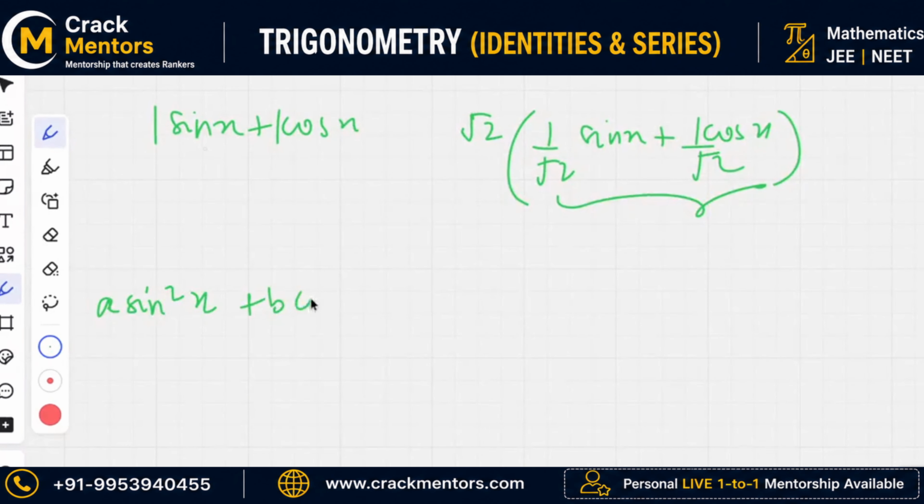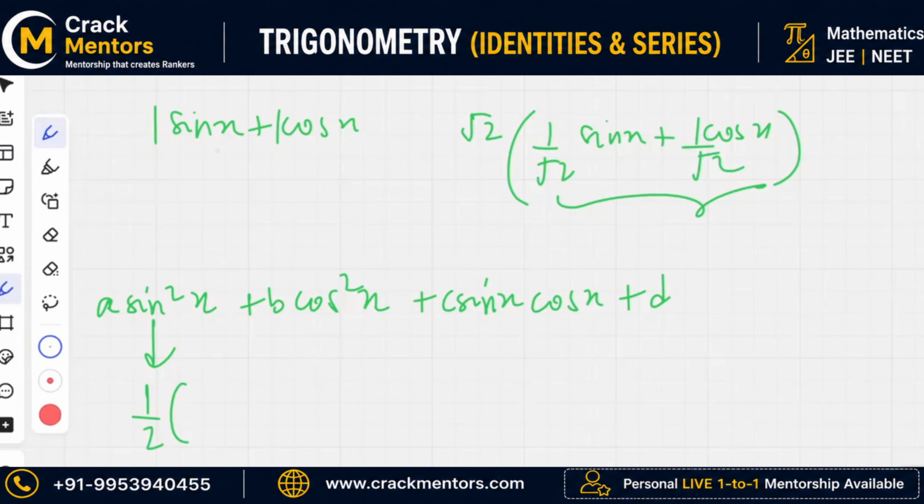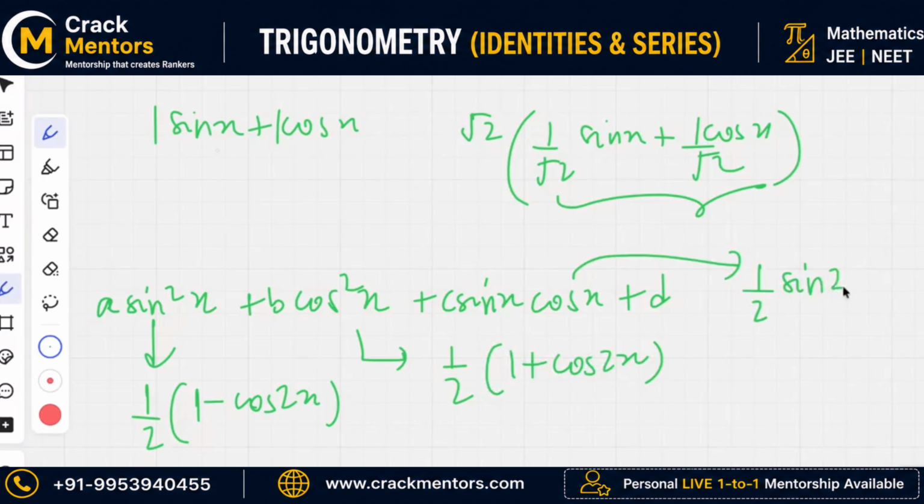Okay, if you have to simplify this, what you should do here is convert everything into, I would say, double angle. Sine square x can be written as 1 by 2, 1 minus cos 2x. Cos square x would be 1 by 2, 1 plus cos 2x. And sin x into cos x would be 1 by 2 sin 2x.